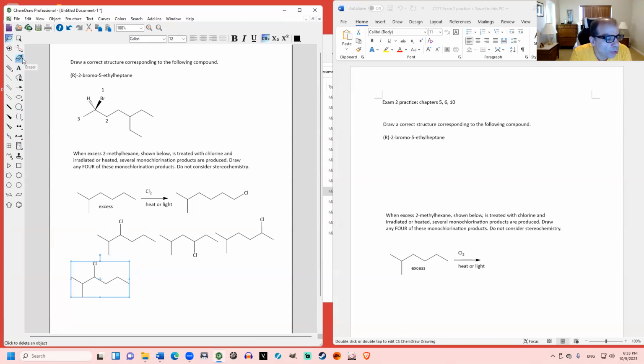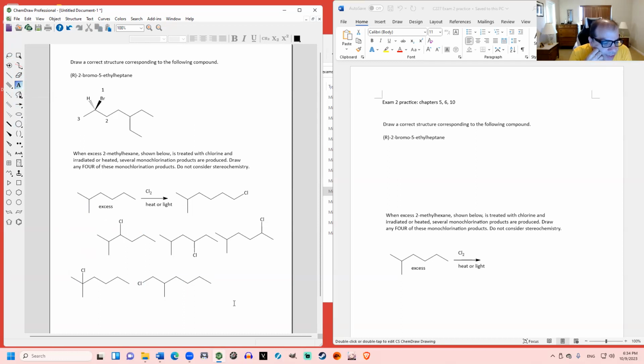We can also put the chlorine between the 2 methyl groups. And last but not least, we can put it on either of those 2 methyl groups. It doesn't matter which, all 6 of those hydrogens are the same. And I think that's it. So that's how to approach a problem like that.